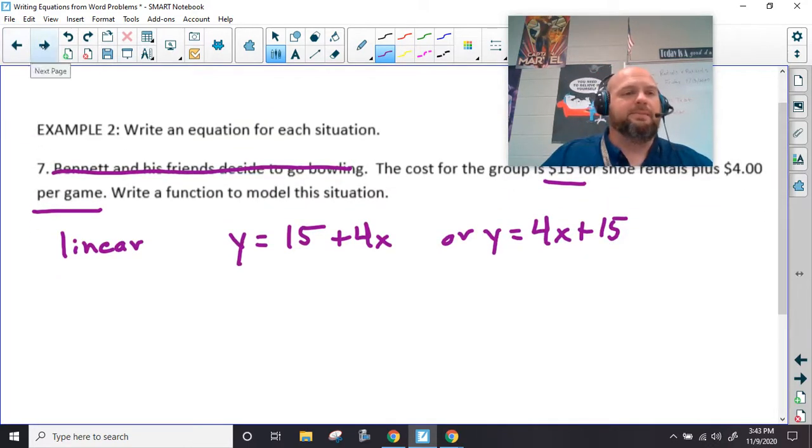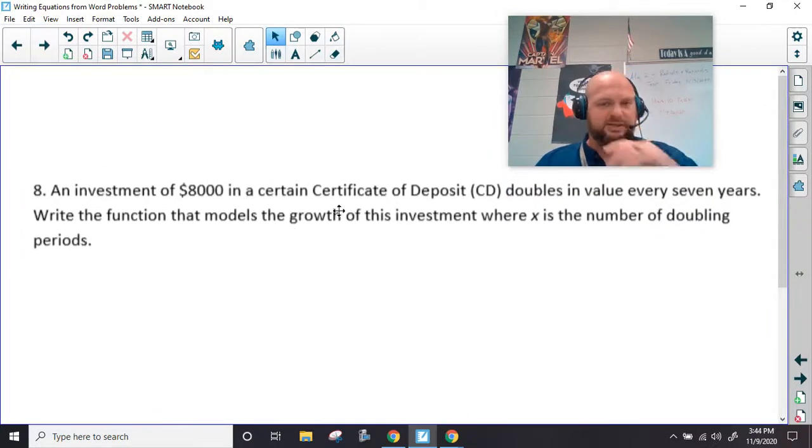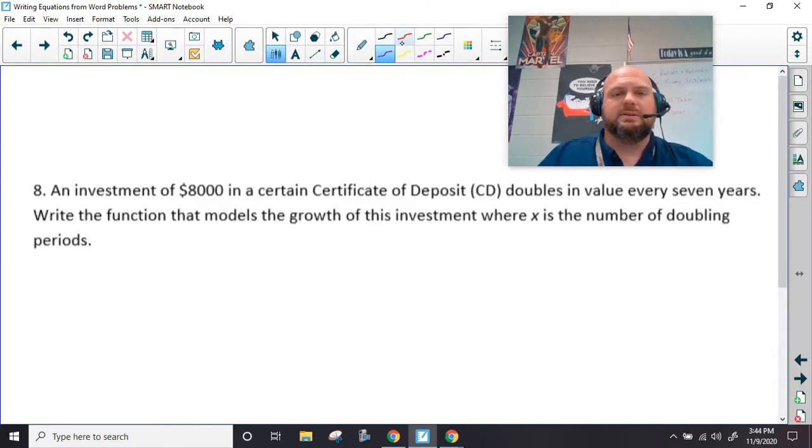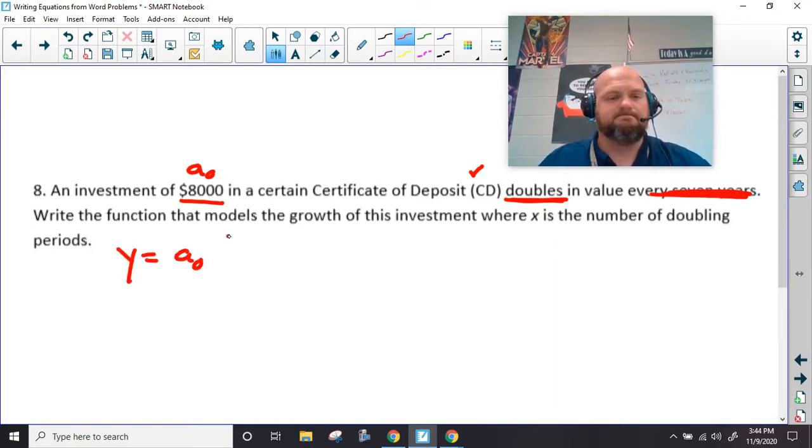All right, now investment of a certain certificate of deposit doubles. All right, so let me kind of break this down a little bit. This is how much we start off with. There's our A sub 0. This is our initial amount. Doubles. Remember, I said doubles, triples, quadruples. This is our r. This is our growth rate. We don't care about that right there. All right. So remember, this is your formula. And we just plug it in.